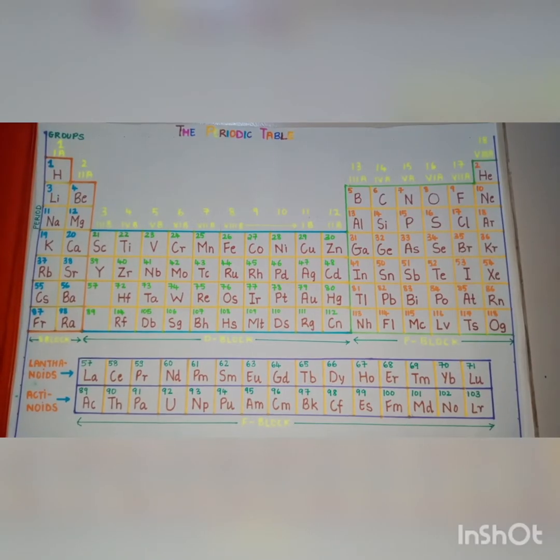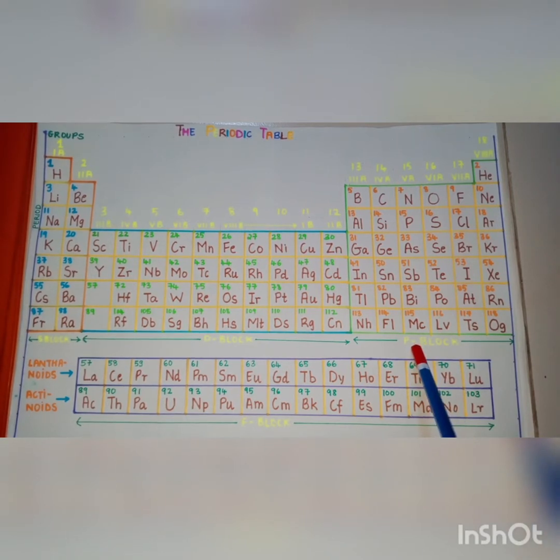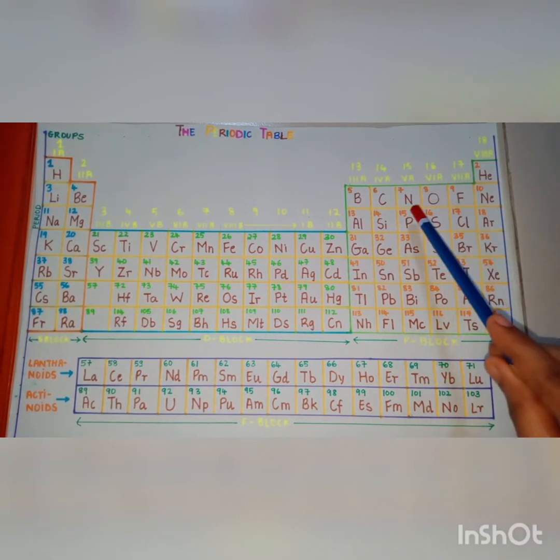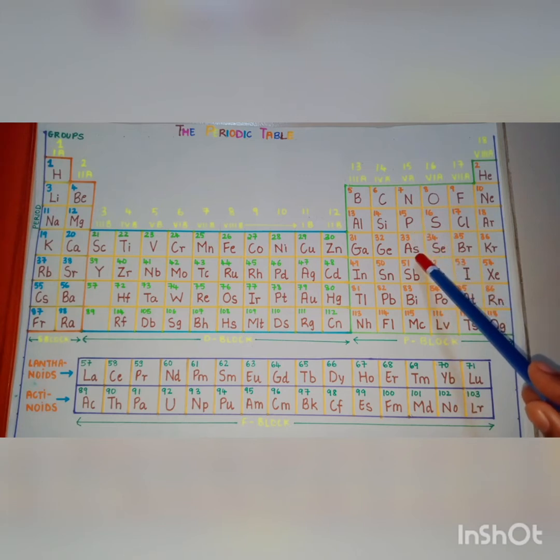Let us move to the third group of the p block, which is group 15, also called the nitrogen family. The elements of the nitrogen family are N, which stands for nitrogen, P for phosphorus, As for arsenic, Sb for antimony, and Bi for bismuth.